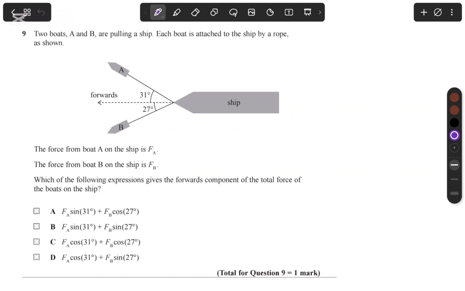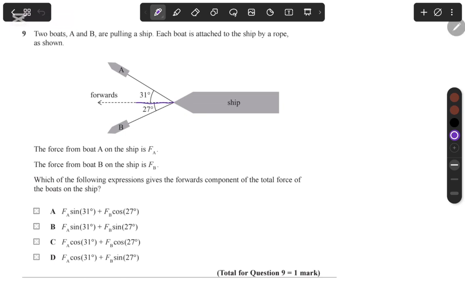Question number 9 says two boats A and B are pulling a ship. Each boat is attached to the ship by a rope as shown. The force from boat A on the ship is Fa. The force from boat B is Fb. Which of the following expressions gives the forward component of the total force of the boats on the ship? So we're going to find the forward direction or the x direction.